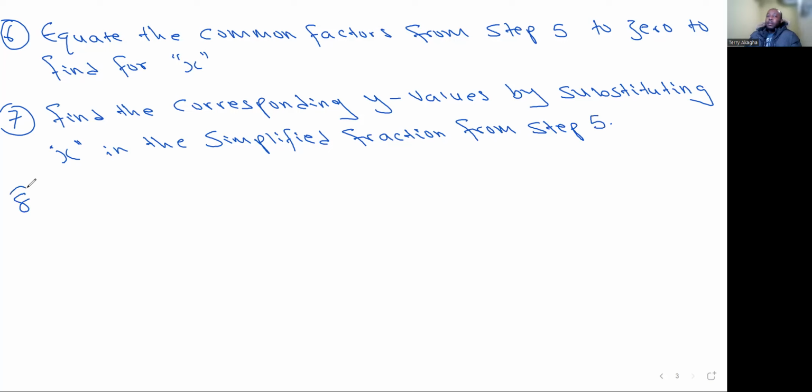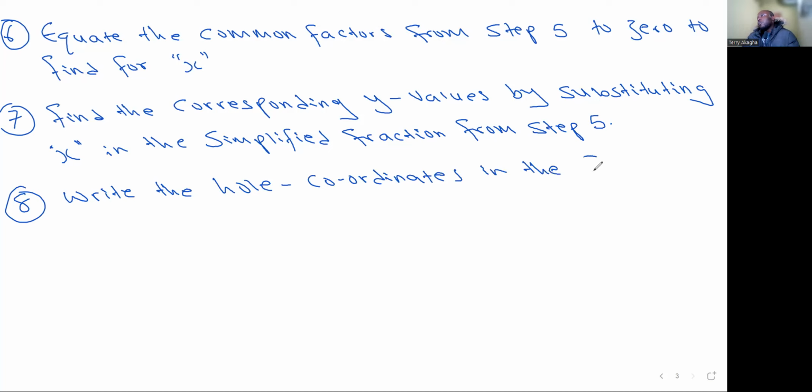Then, when you've done that, you write the hole in coordinate form. So you now write the hole coordinates in the form of x comma y. And that is how you find the hole of the equation.